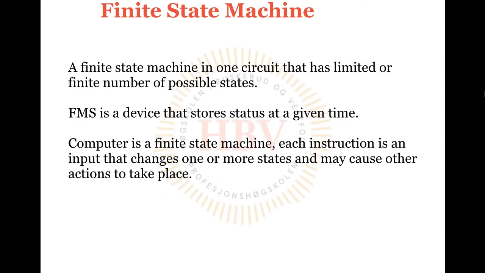A finite state machine is a circuit that has a limited or finite number of possible states. In general, a state machine is any device that stores the status of something at a given time and can operate on input to change the status and cause an action or output to take place for any given change. We can take a computer as an example. A computer is basically a state machine, and each machine instruction is an input that changes one or more states and may cause other actions to take place.